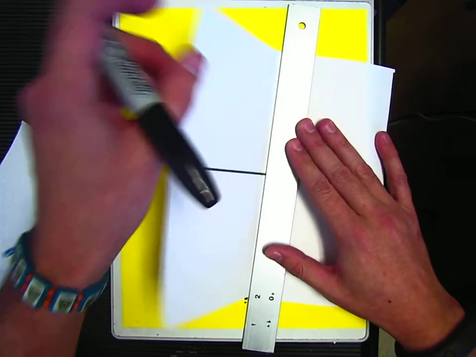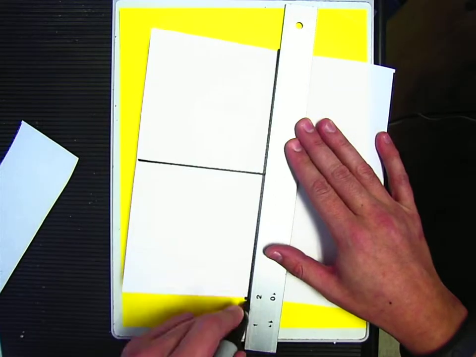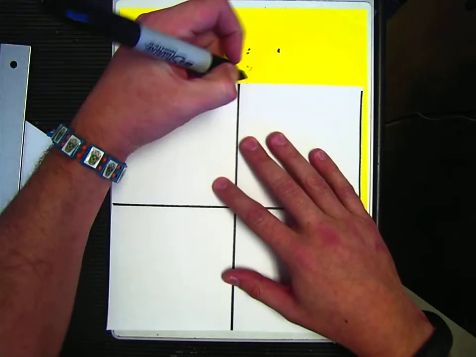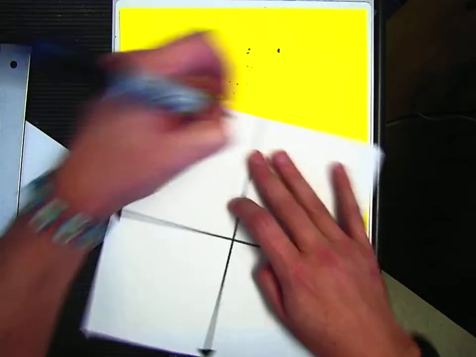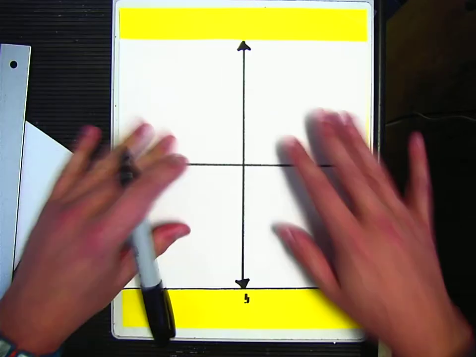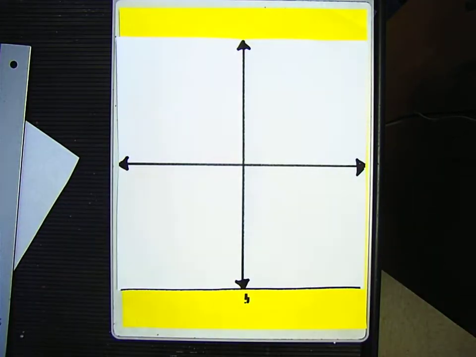Now let's go ahead and draw this line here. And because these are number lines, they go on forever in all the directions. So I'm going to draw arrow tips. Okay, so now here I have the x and y axis.